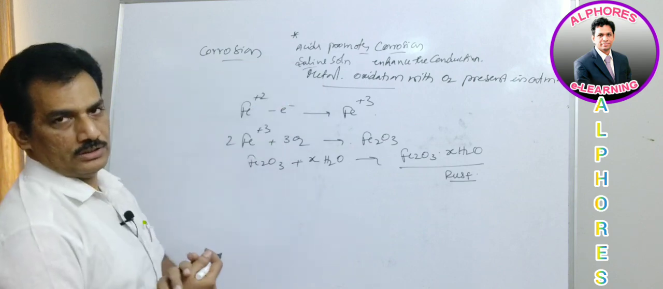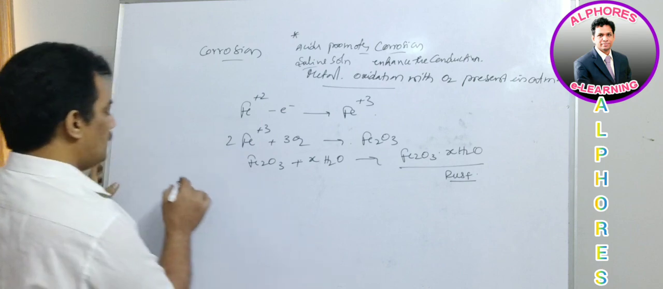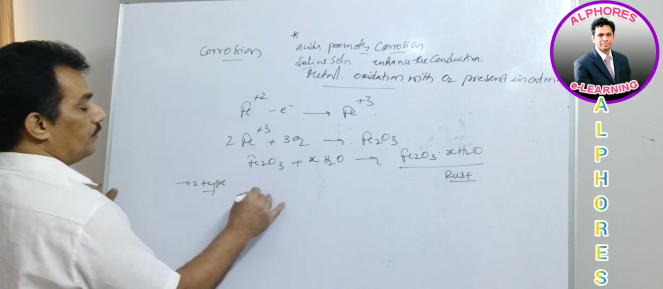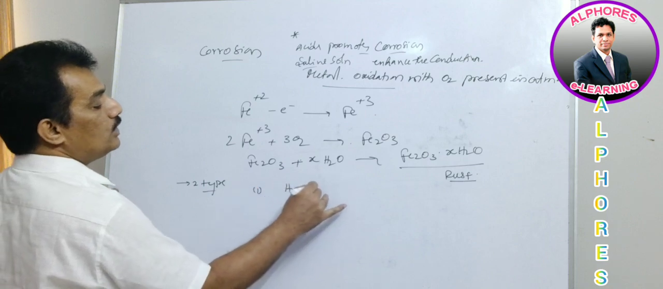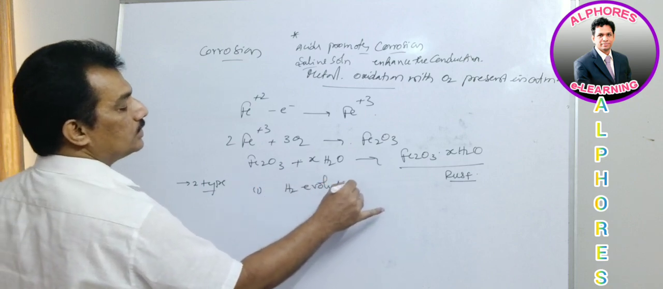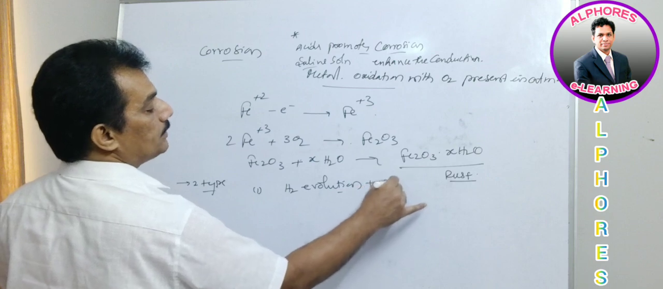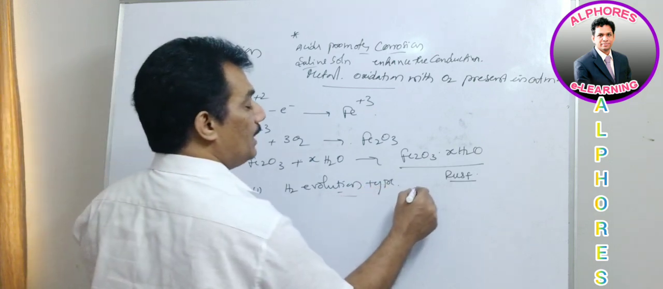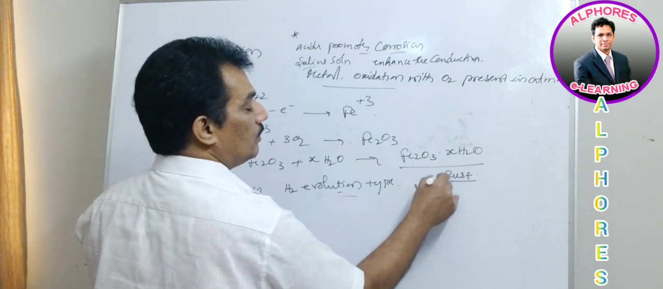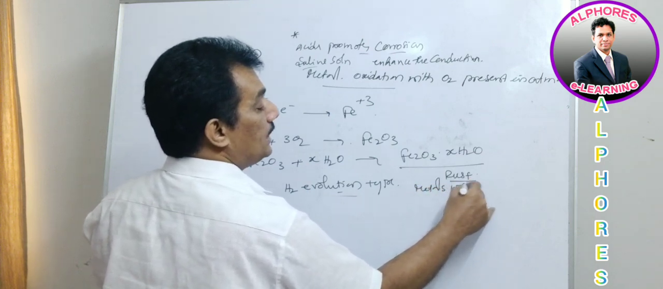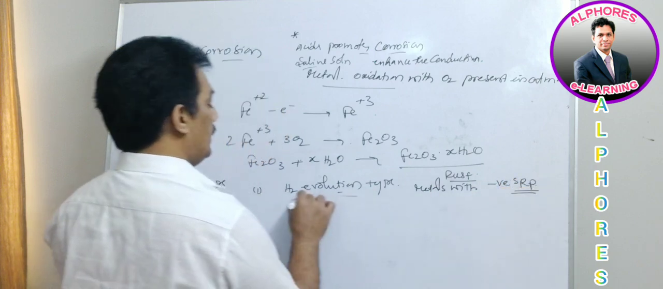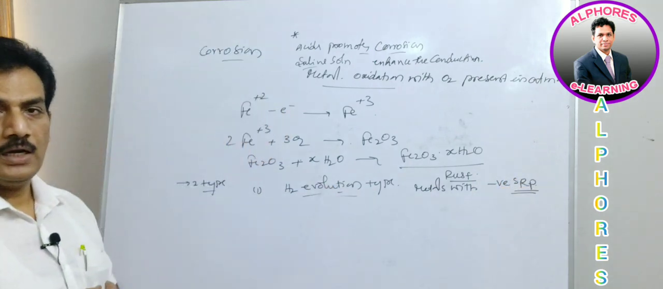Clear? And now, these two are increasing this rusting, that is acidic solutions and saline solutions. This rusting actually is of 2 types. One is hydrogen evolution type. They may ask a question related to this, where we can expect this hydrogen evolution type of rusting. In case of metals with negative SRP, these metals are supposed to go for hydrogen evolution type rusting.